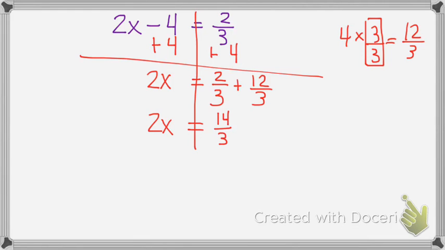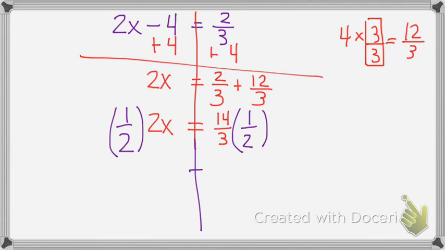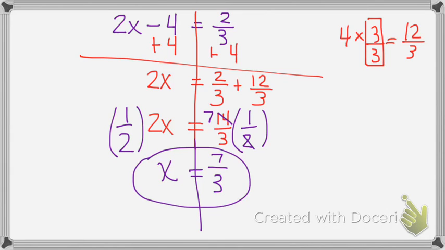So to get x by itself, I divide by 2, but since I've got a fraction over there, I'm going to think of that as multiplying by 1/2. So 1/2 times 2 is 1x. So I've got x is equal to 14 thirds times 1/2. And I'm going to simplify this before I multiply because there's a factor of 2 in the 14. So x is 7 thirds. And that will be the unique solution to that equation.